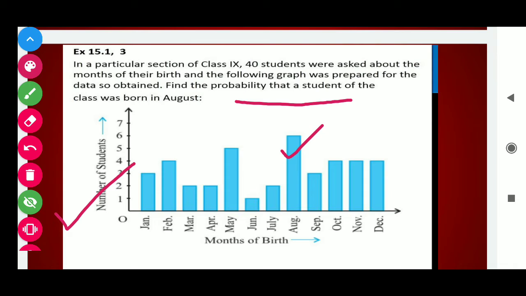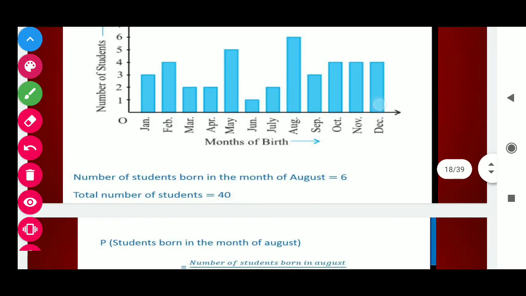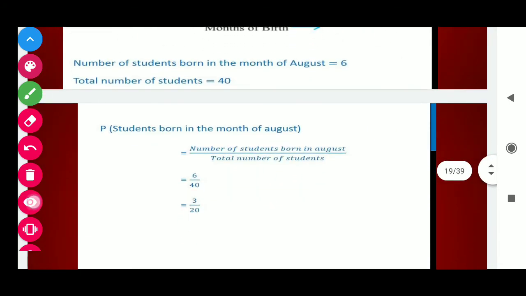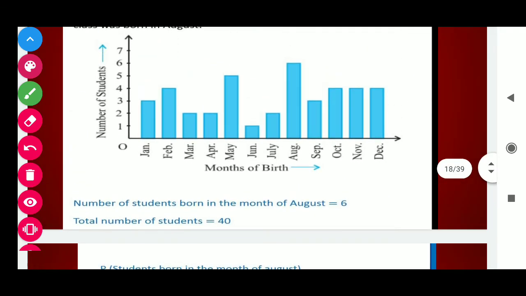So students, you can see here the graph. This is the histogram, right? Now students, here is the solution. Number of students born in the month of August are 6. You can see from the graph. Here you can notice that in the month of August, the bar is parallel to the 6th number.